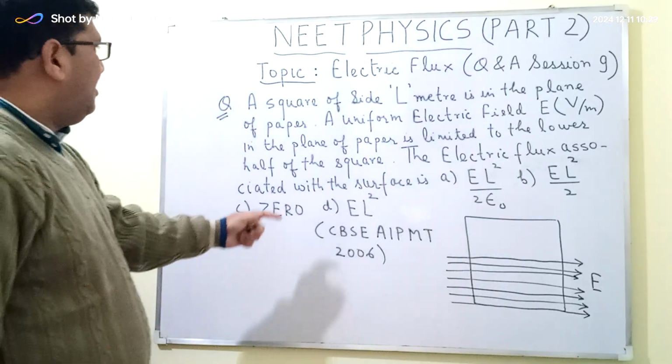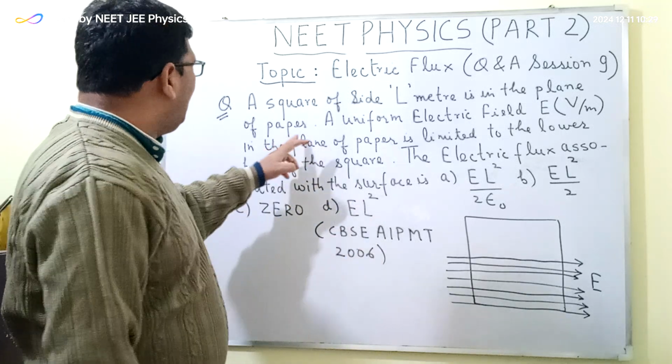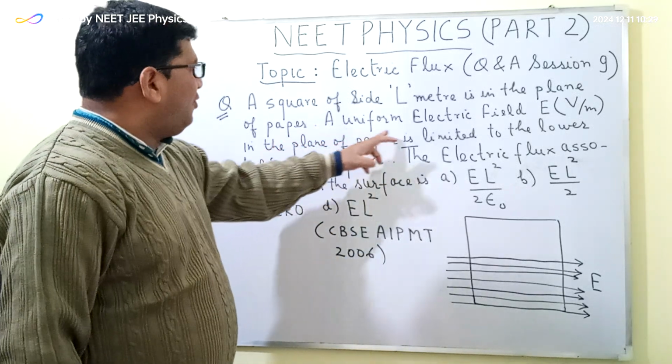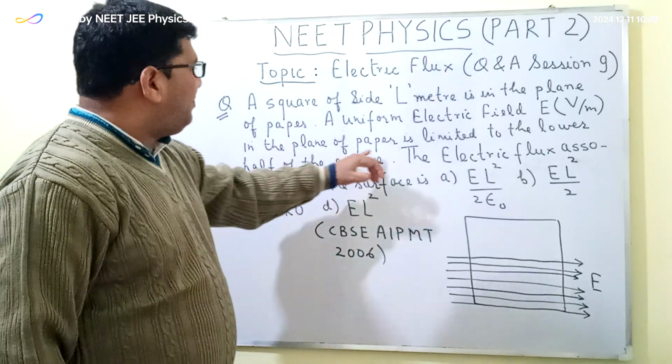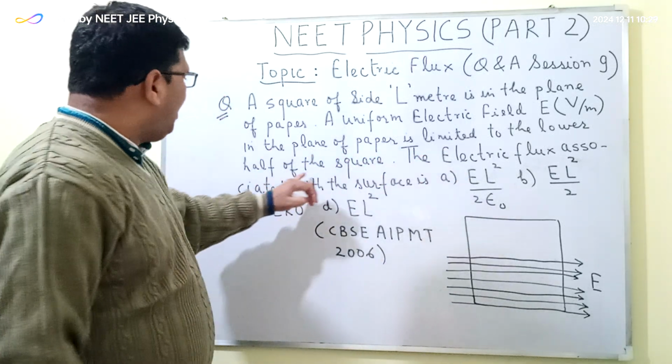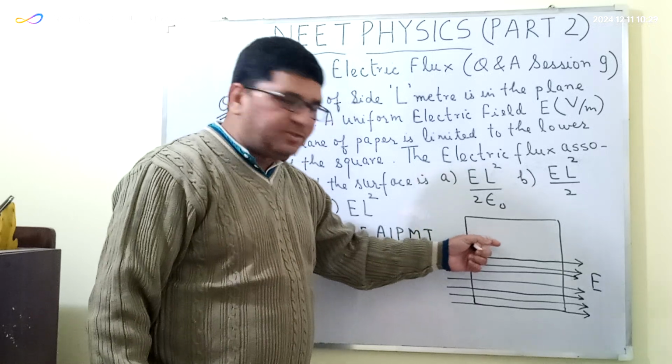So the question here is, a square of side L meter is in the plane of a paper. A uniform electric field E in the plane of the paper is limited to the lower half of the square. So this is the figure which was provided along with this question.